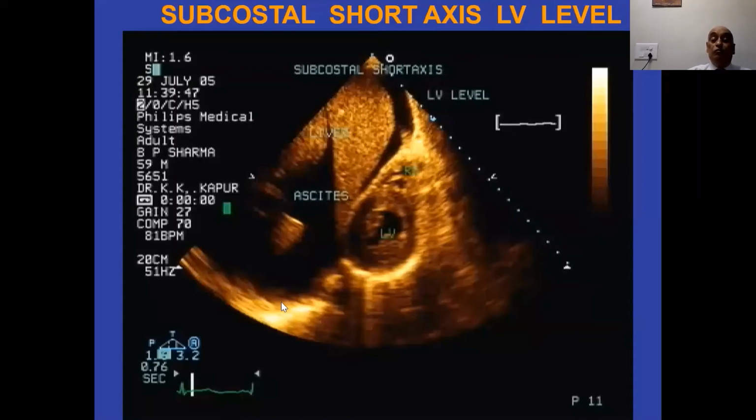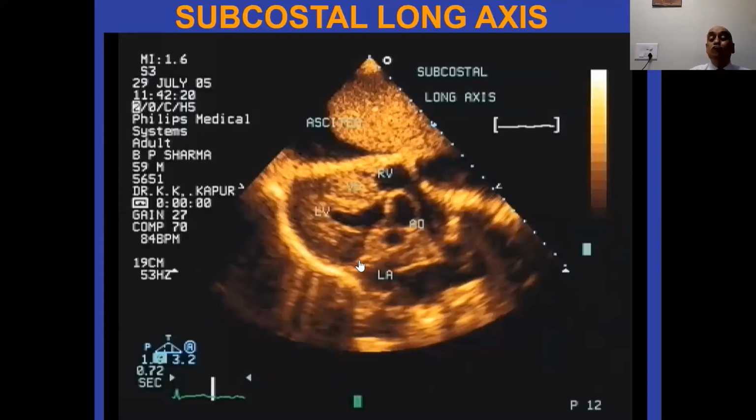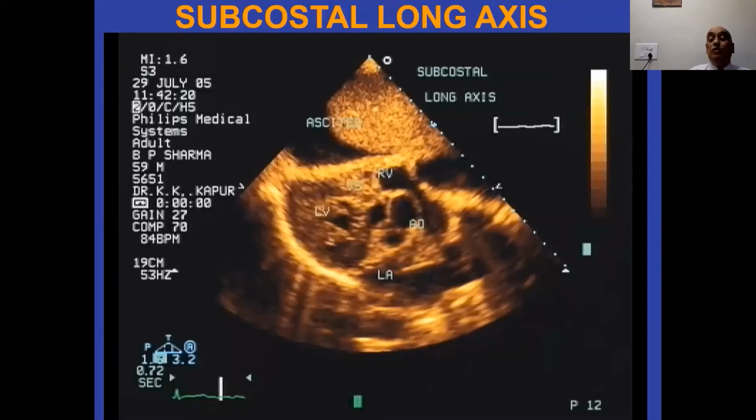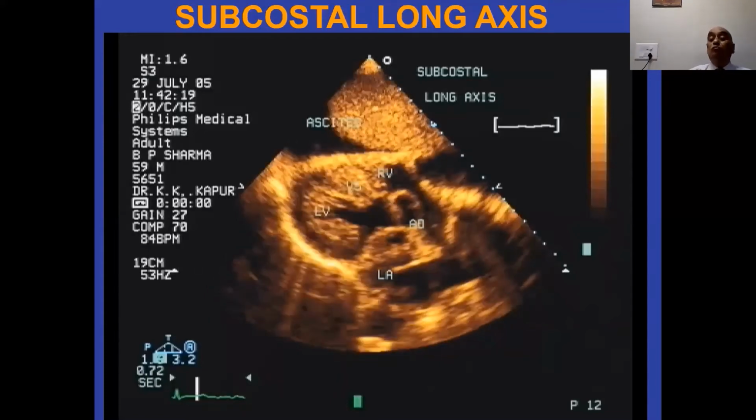Now you can visualize the long axis view. So you just rotate the transducer from the 1 o'clock position to the 10 o'clock position, counterclockwise, and you'll get the long axis. So if you're not able to get a good parasternal long axis view from the transthoracic position because of the hyperinflated lungs or chest deformity, you can use the subcostal long axis view.